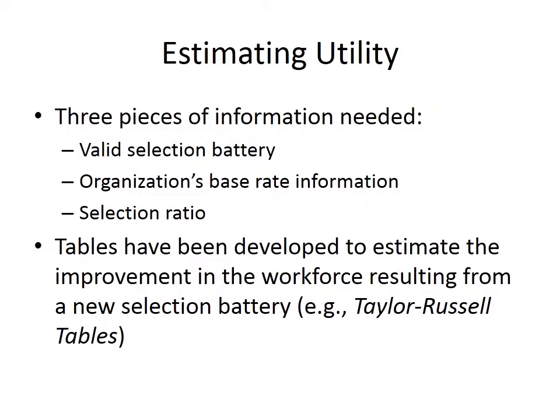So when we're estimating utility, we're generally needing 3 pieces of information. We need the validity of the selection battery, the correlation coefficient. We need the base rate information of what the organization's success in hiring was prior to our new selection battery. And finally, the selection ratio, how many people are actually applying compared to how many openings there are. There's a lot of tables that you can actually find. There's books that have been written on this. The Taylor-Russell tables are often used in estimating utility, and that's what we're going to look at next.